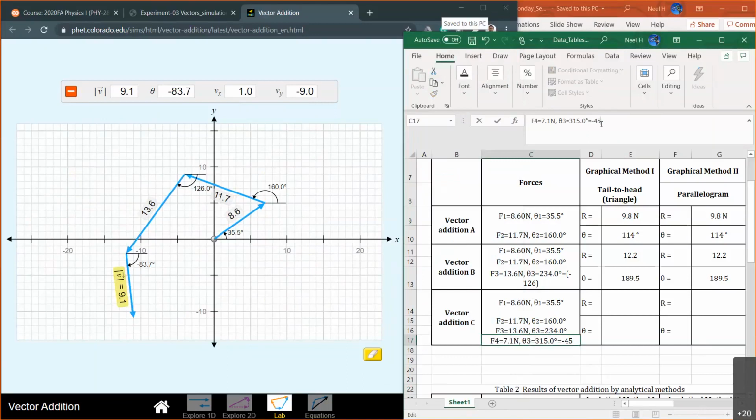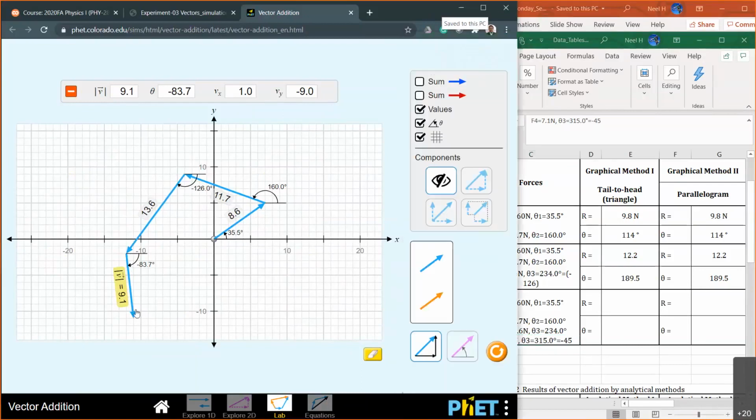Okay? So that is exactly the same as the previous angle. Which means this vector I can represent as either 7.1 positive 315 or 7.1 negative 45. Both are going to be the same. Okay, question?